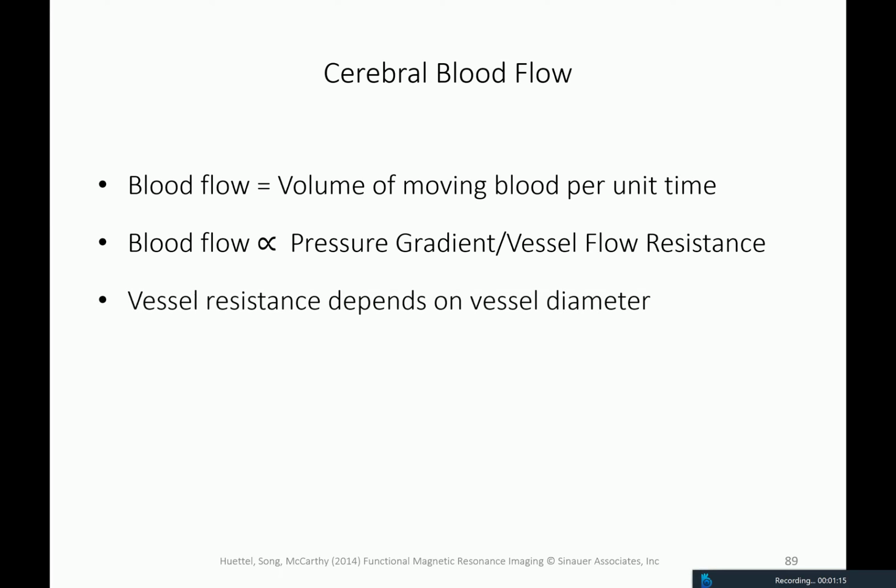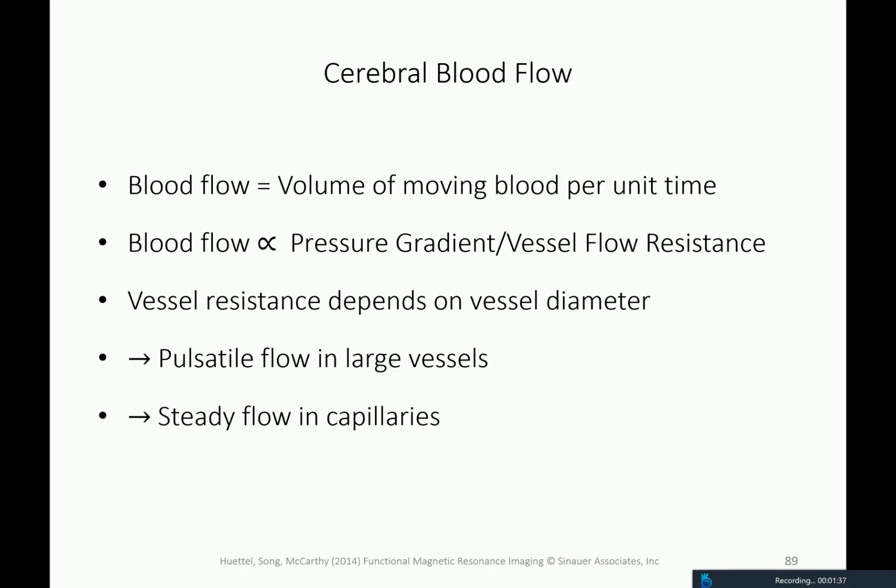So one thing is that the resistance of a vessel depends on the vessel diameter, which is kind of intuitive. If you have a tube and you apply some water and then you make the tube diameter small at one point, then of course less water will run through it in unit time, and you have less blood flow.